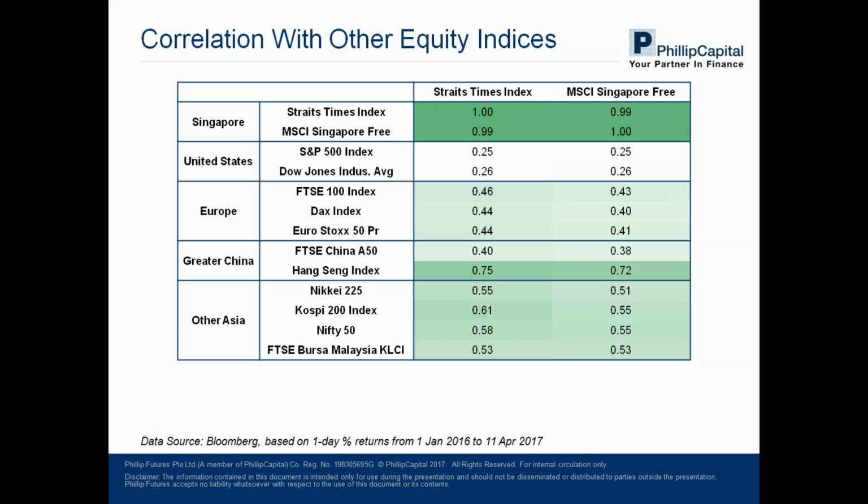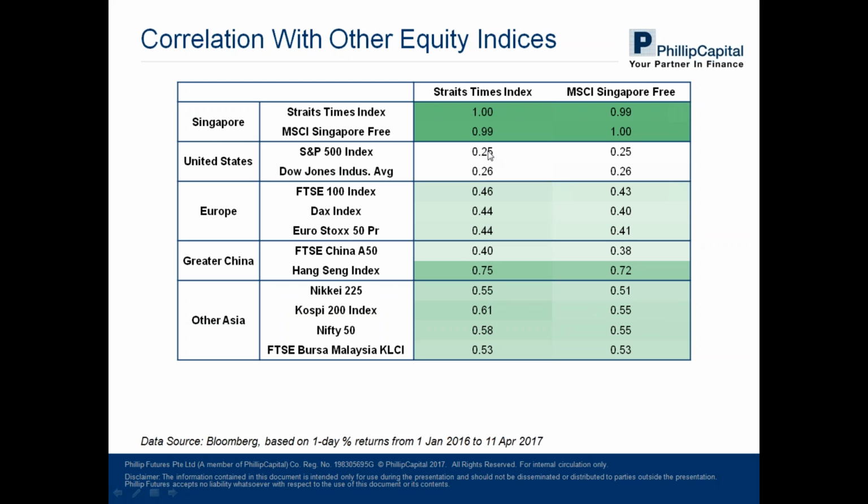So if the cell is white or close to white, you would expect that there's not much correlation between the price movements of the two indices. So over here, obviously, the Straits Times Index shares a perfect correlation with itself. Same with the SIMSCI, with itself as well. But the correlation between the Straits Times Index and the SIMSCI is close to 1, near perfect correlation. And you can also see that the correlation shared between the SIMSCI and the STI with Asian indices is relatively high, Greater China and other Asia.